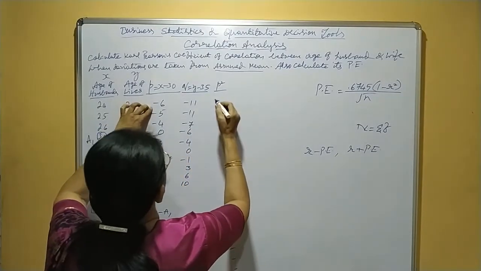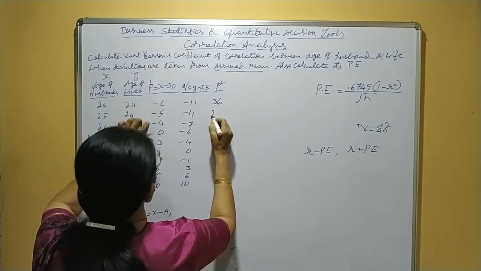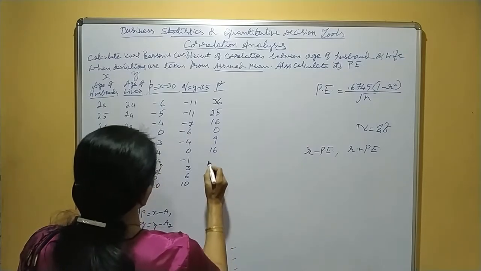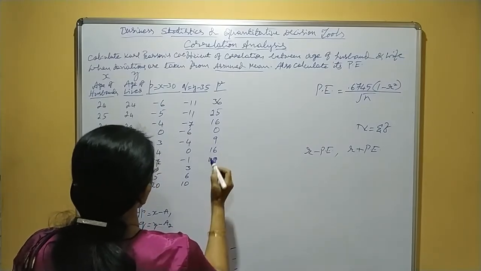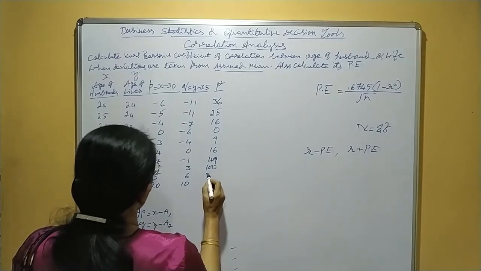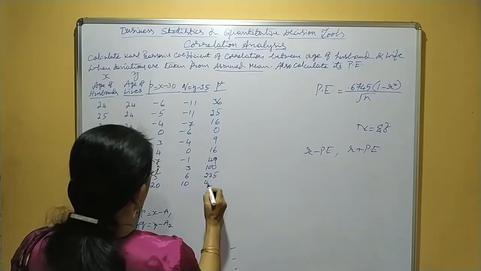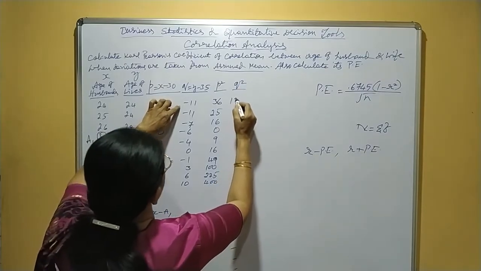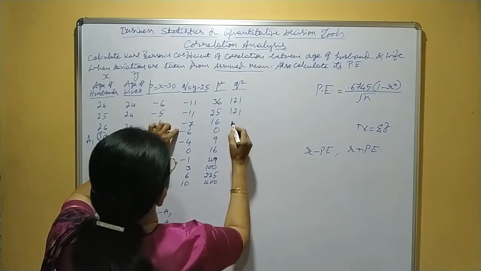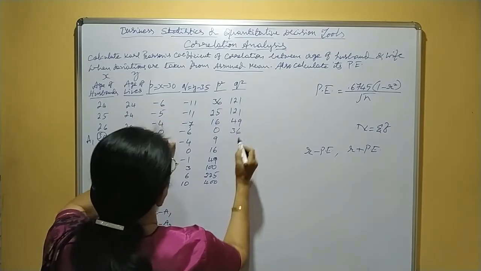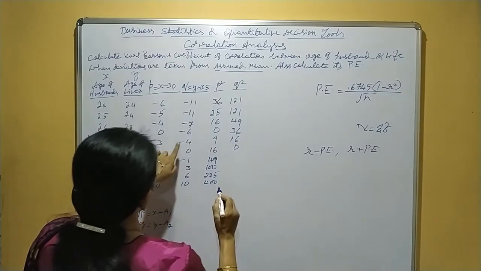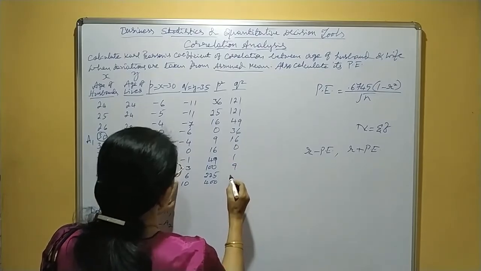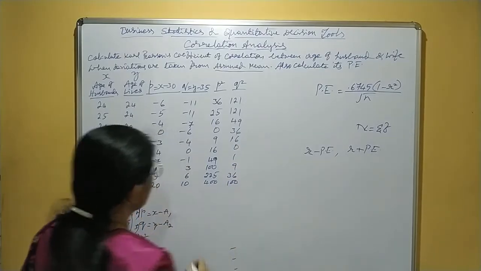Here it is 36, 5 into 5, 4 into 4, 0 into 0, 3 into 3, 4 into 4, 7 into 7, 10 into 10, 15 into 15, 20 into 20. Next, q square, 11 into 11, 7 into 7, 6 into 6, 4 into 4, 16, 0 into 0, 1 into 1, 3 into 3, 6 into 6, 10 into 10.